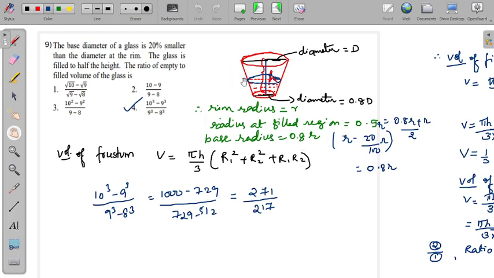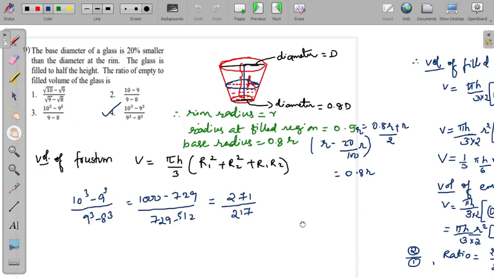Now the radius at the filled region. The filled region is exactly halfway between the base and the rim, so it should be the average of the base radius and the rim radius. Base radius is 0.8 r, rim radius is r, divided by 2. That gives 1.8 r by 2, so the answer is 0.9 r. So here the radius is 0.9 r, here the radius is r, and here the radius is 0.8 r.